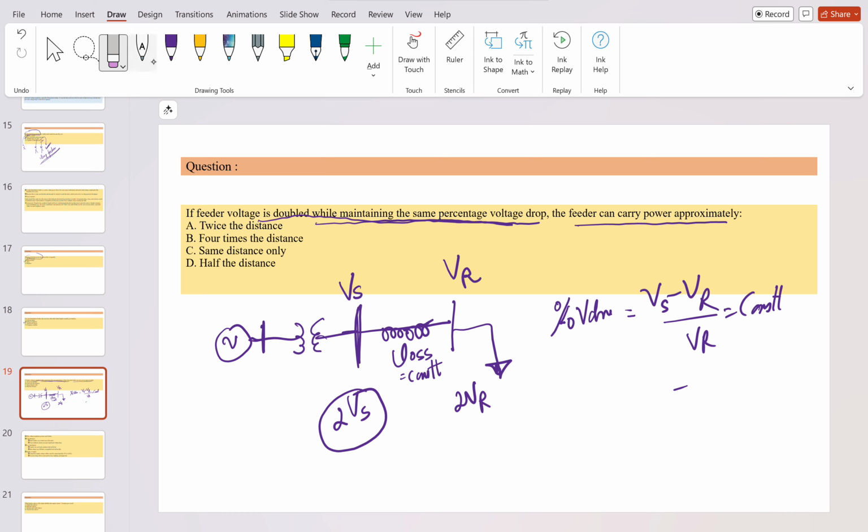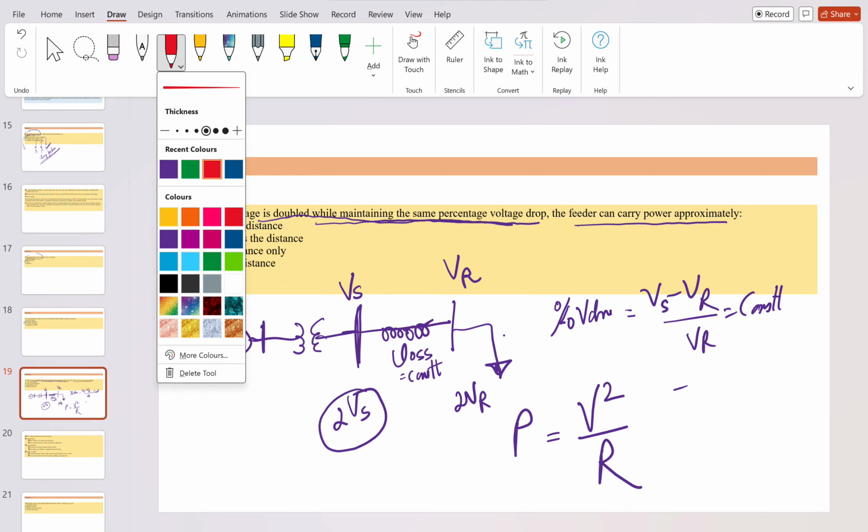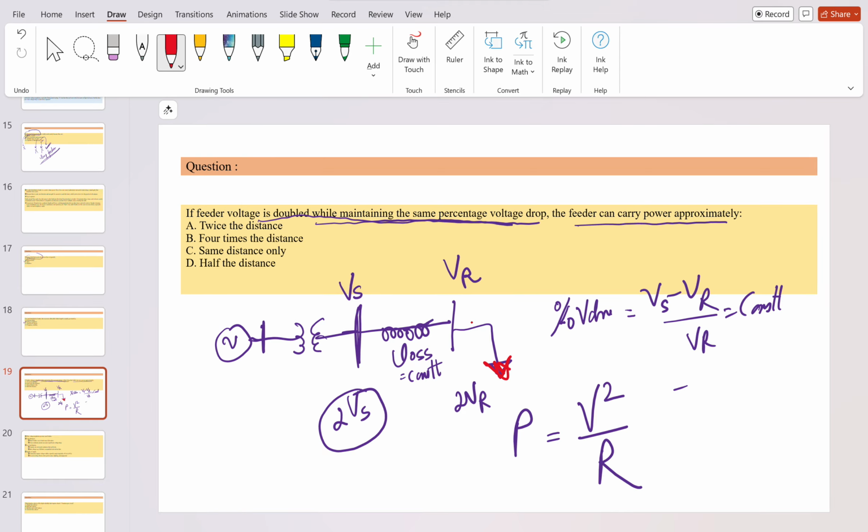So when you see the power, the power is basically V square by R. Suppose one line is there, whatever the resistance R will be there, basically the power will be V square by R. So here, the Vr is actually doubled, so for the feeder which is carrying the power, if the Vr got doubled, the power will become four times of V square by R. So it is basically four times the distance.